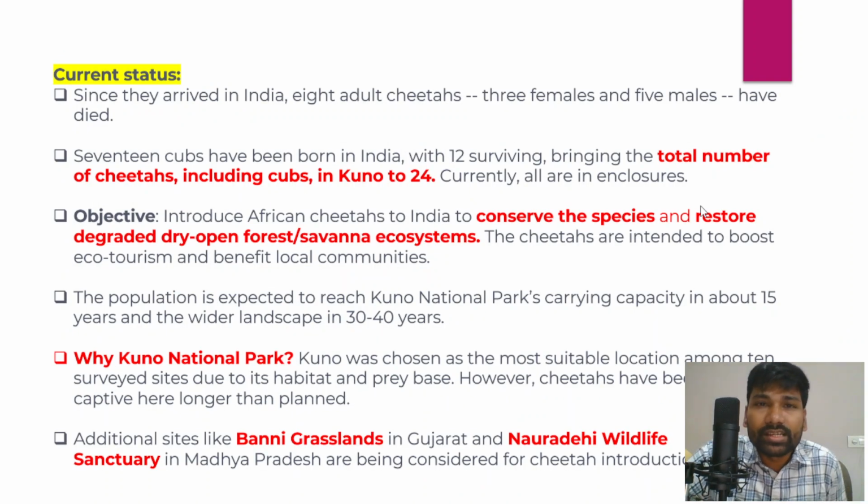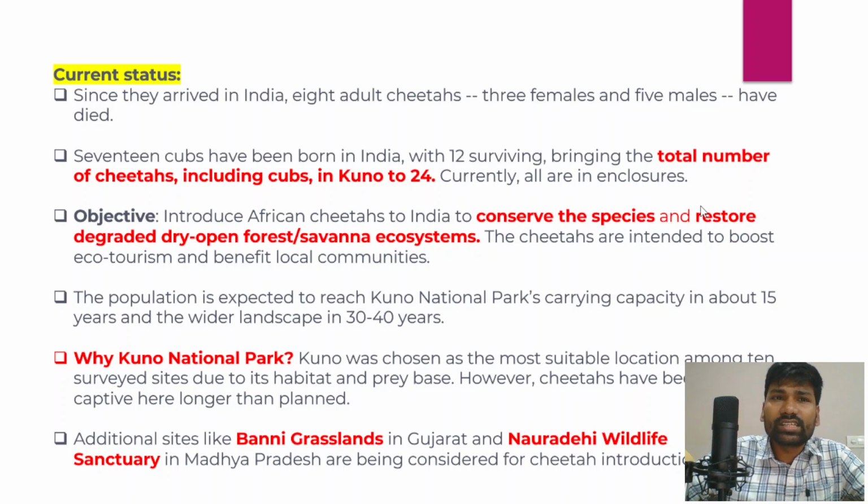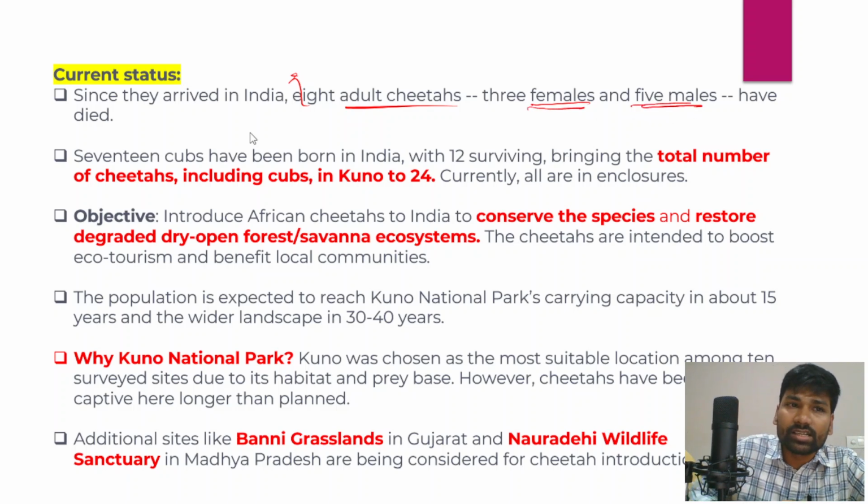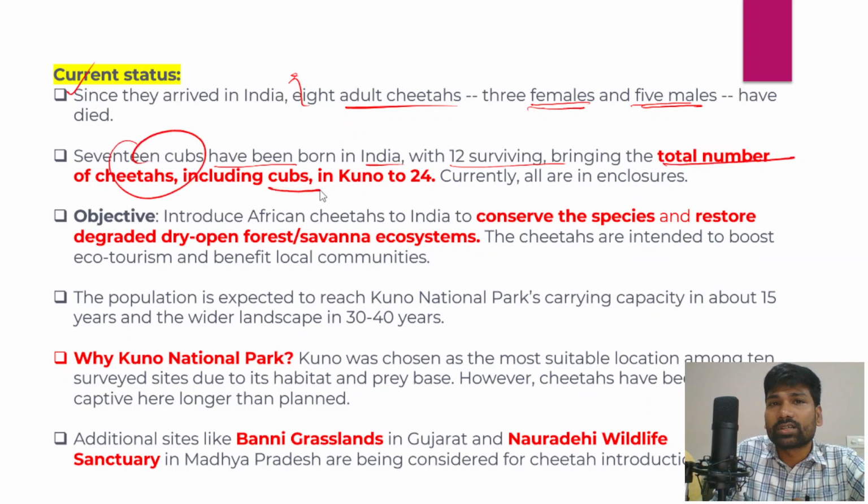So what is the current status of this cheetah reintroduction program, and how many cheetahs are still surviving, and how many died? Since they arrived in India, 8 adult cheetahs have died. Out of these 8 adult cheetahs, 3 were female and 5 were male. Apart from that, 17 cubs have been born in India, with 12 cubs surviving, bringing the total number of cheetahs including these cubs in Kuno Palpur National Park to 24.